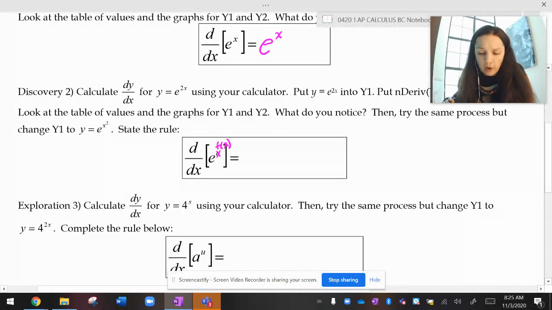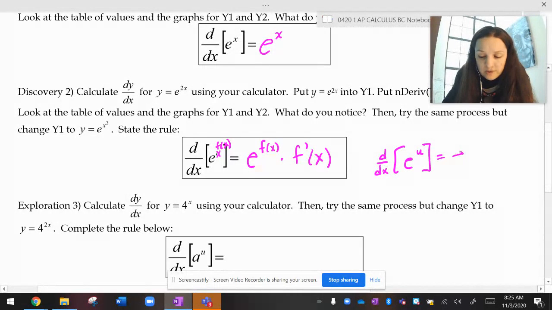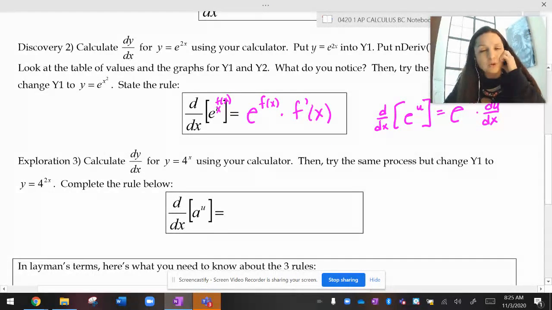So if you want to cross this u off and call it f of x, that's totally okay. But the derivative of e to the f of x is going to be itself times the derivative of the exponent. So the derivative of e to the f of x is e to the f of x times f prime of x. If I had left that as e to the u, I could use the chain rule and say that's going to be e to the u du dx, which really means the exact same thing. It's the original times the derivative of the exponent. I just think the f of x notation is probably easier for you to understand.